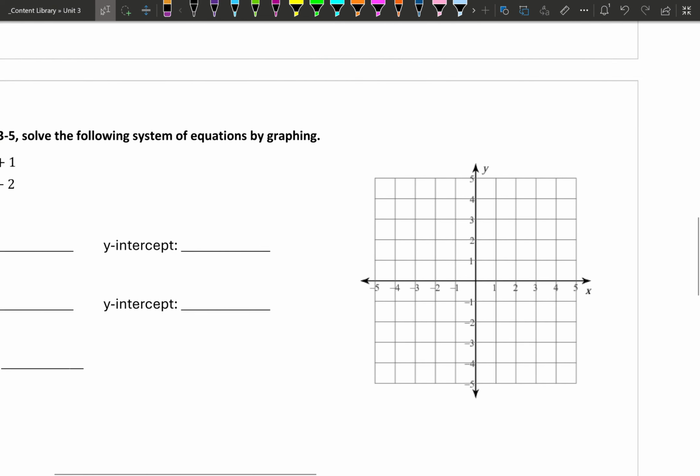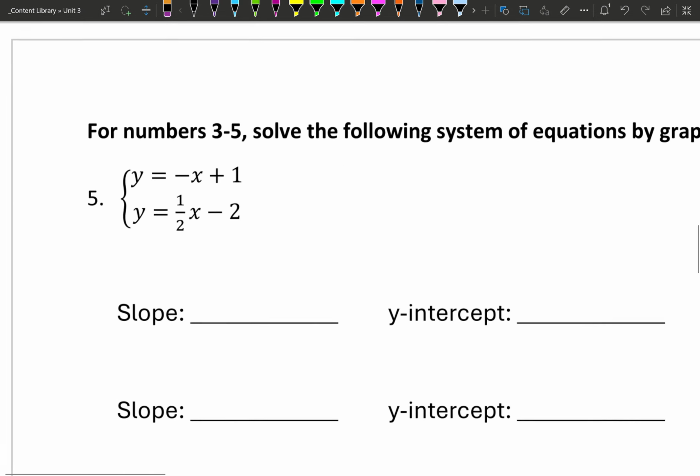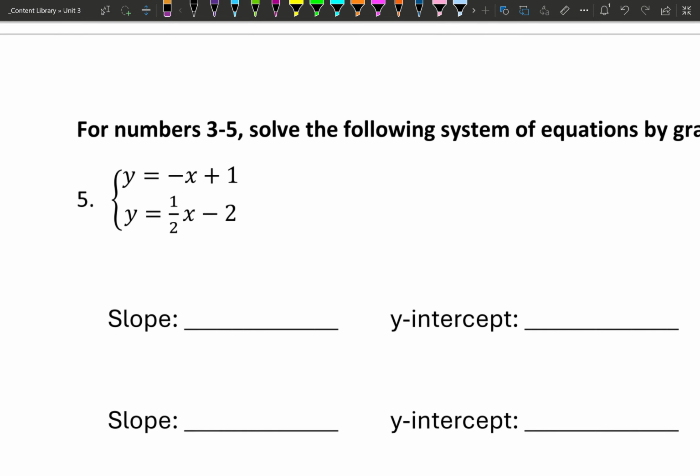Let's do a couple of graphing problems. In number 5, we have y equals negative x plus 1 and y equals 1/2 x minus 2. Let's graph them. Now, for the negative x, that's our slope. Negative x is actually negative 1x. So our slope is negative 1 over 1. And our y-intercept is 1, because that's the number right here.